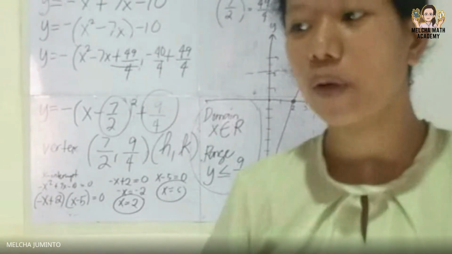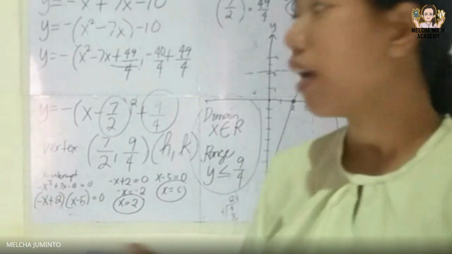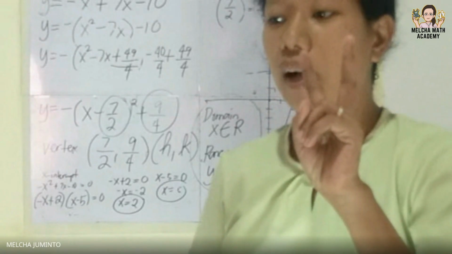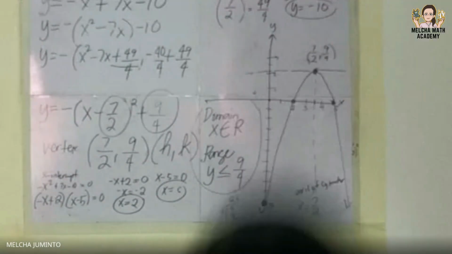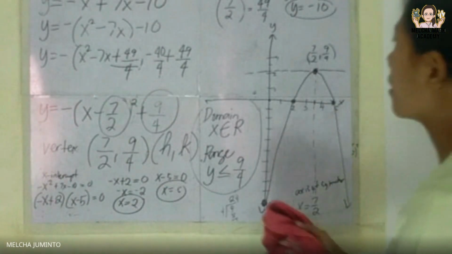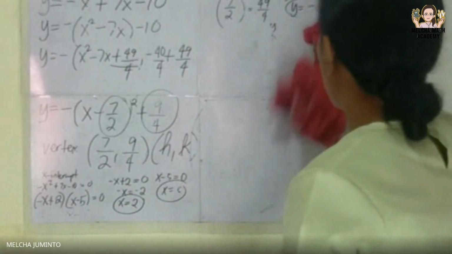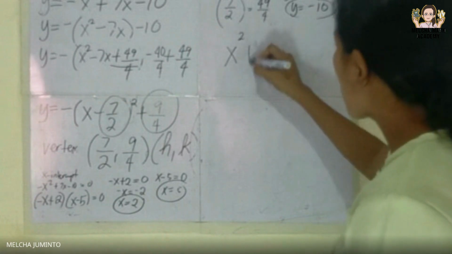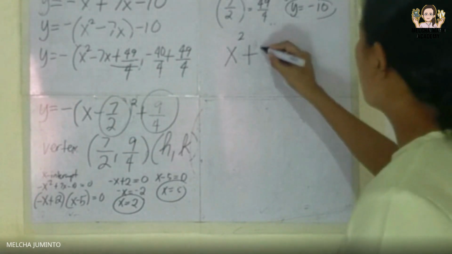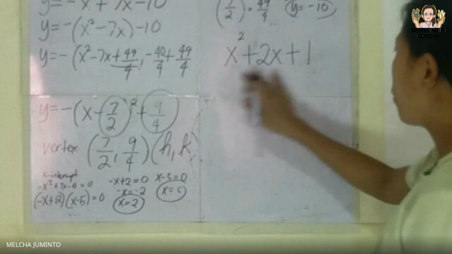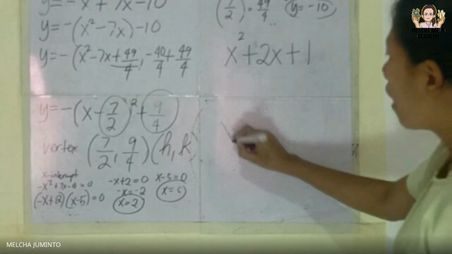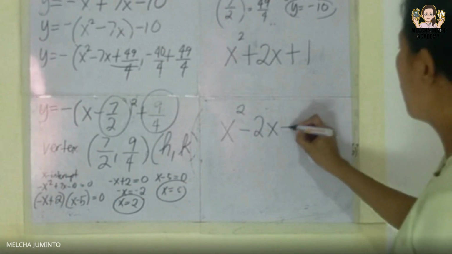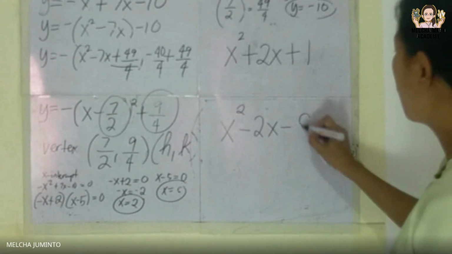Wala, Edward, walang perfect square trinomial na lahat negative. Ang perfect square trinomial kasi, it only comes in 2 forms. Erase ko na to. Ang perfect square trinomial, dalawang forms lang. Pwedeng lahat positive, gaya nito. Ganyan. Perfect square yan, lahat positive. Or alternate ang sign. Ganito. Gaya nung kanina.